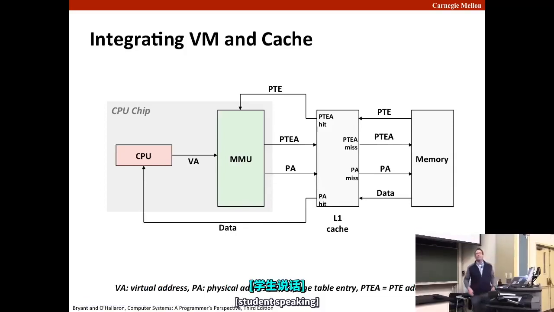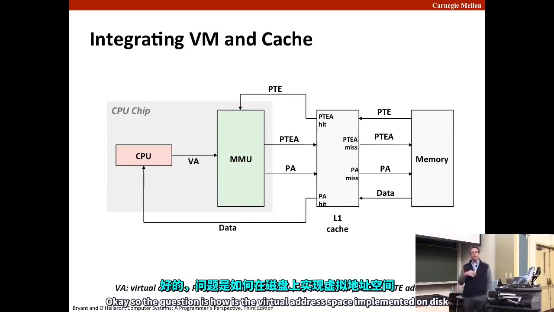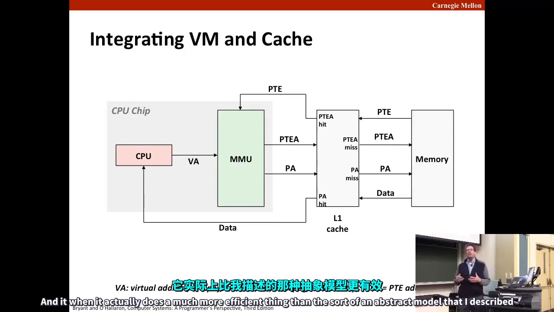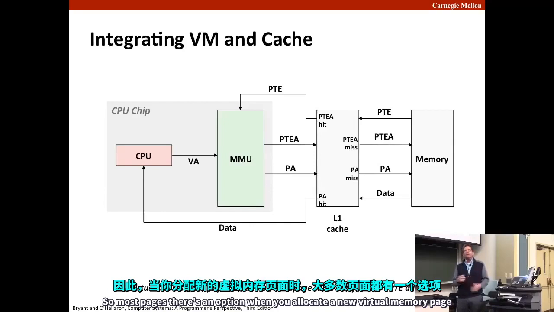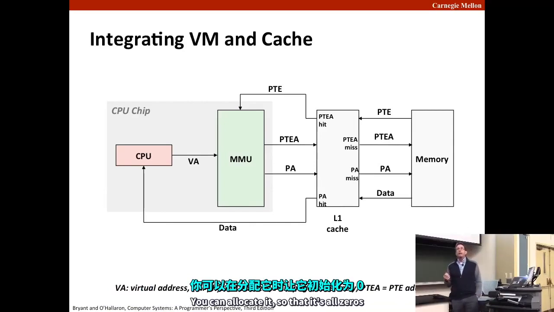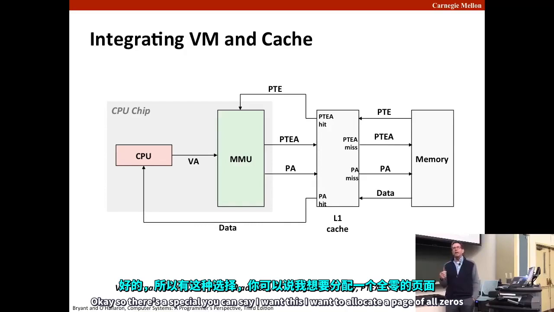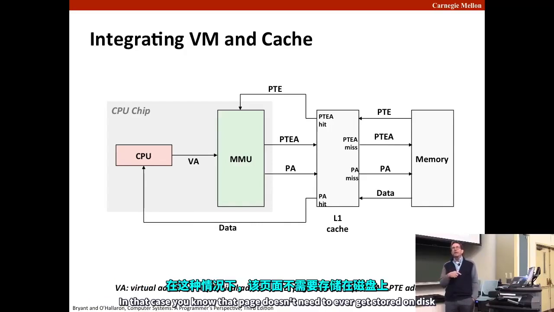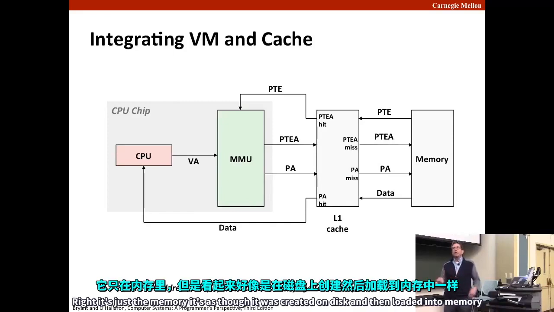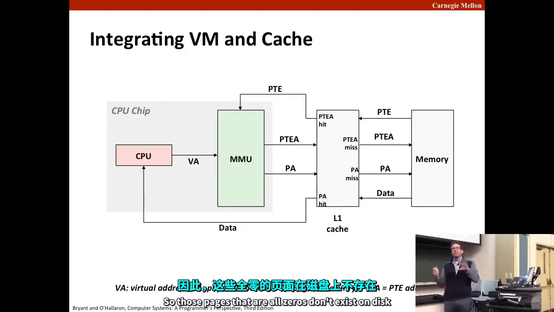But yes? How is the virtual address space implemented on disk? Is it just like whatever free space is available? Yeah, so we'll get into that. Okay, so the question is how is the virtual address space implemented on disk? And what it actually does is a much more efficient thing than the abstract model that I described. So most pages, there's an option when you allocate a new virtual memory page, you can allocate it so that it's all zeros. Okay, so you can say, I want to allocate a page of all zeros. In that case, that page doesn't need to ever get stored on disk. It's just as though it was created on disk and then loaded into memory. So those pages that are all zeros don't exist on disk.